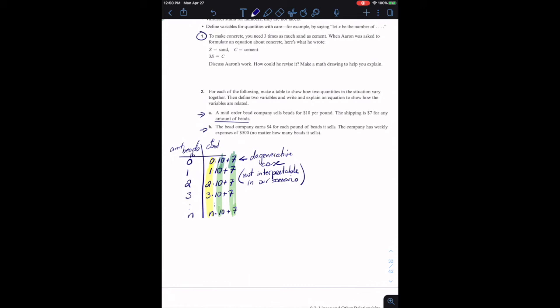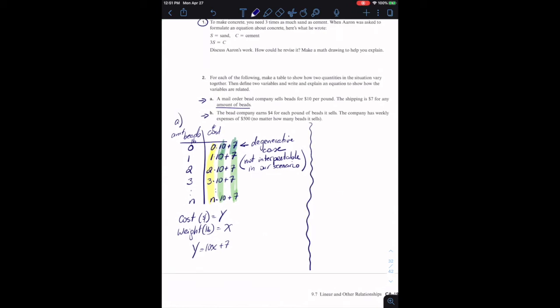So if we want to define the 2 variables, we can say the cost in dollars is going to be our y, and the weight in pounds is going to be our x. So then we can say y equals 10x plus 7. Now we have the equation that we can use to make sense of the problem.